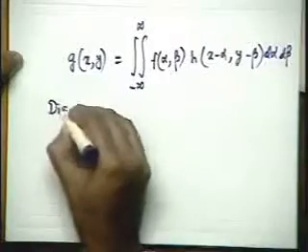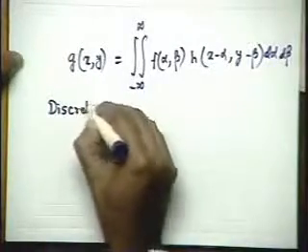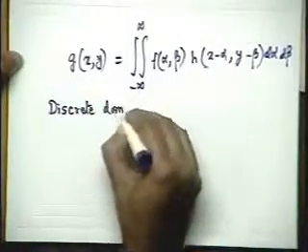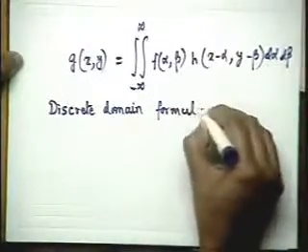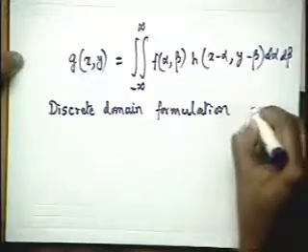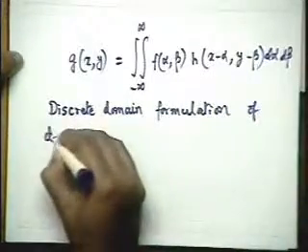Now to do that, let us simplify our problem. Instead of considering a two-dimensional signal, let us begin with a one-dimensional signal. So we are attempting a discrete domain formulation of the degradation model.